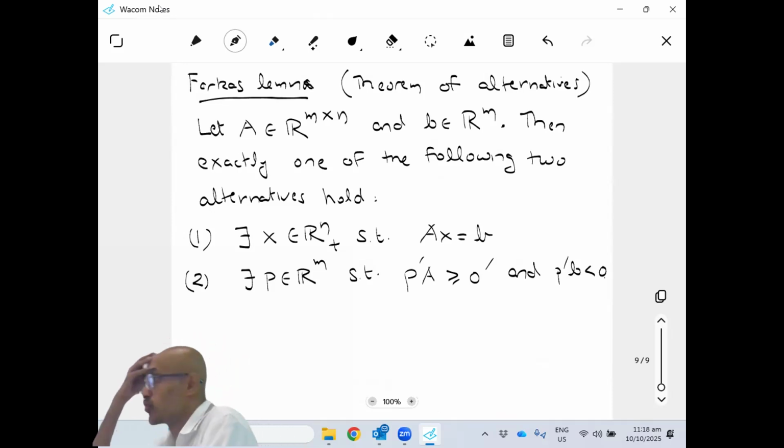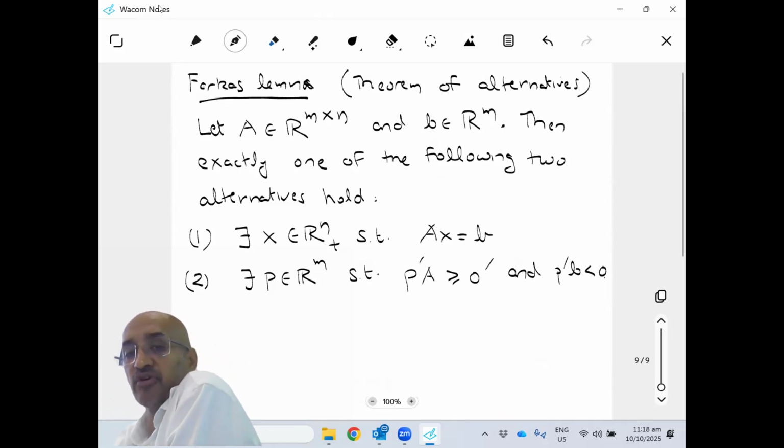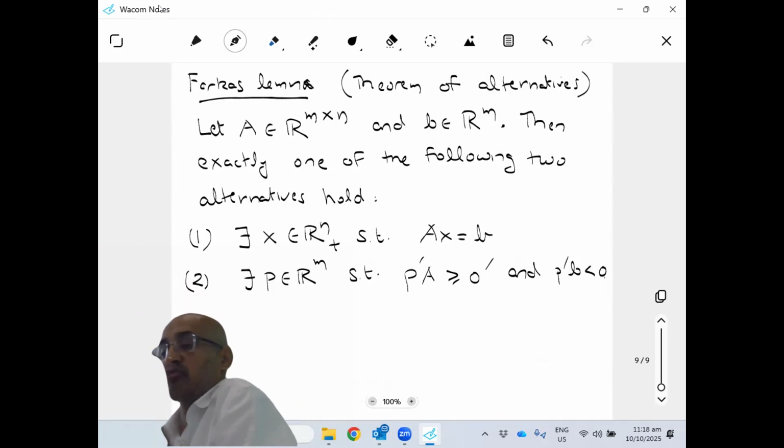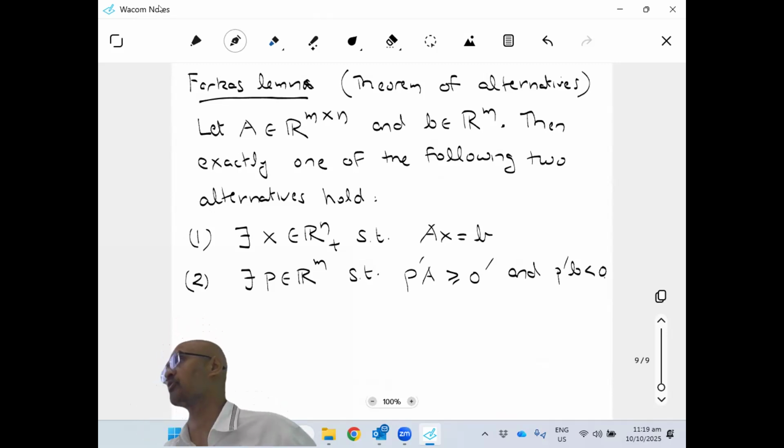And I will show you how you can use this lemma. The lemma says, if I give you any matrix A of size m by n and a vector b of size m, either you can find an x which is non-negative so that Ax is equal to b, or you can find a p in R^m so that p transpose A is non-negative and p transpose b is strictly negative. Only one of these two can hold. In fact, exactly one holds, so you cannot have both happening together. That's the lemma.